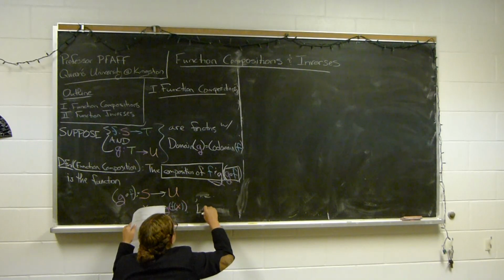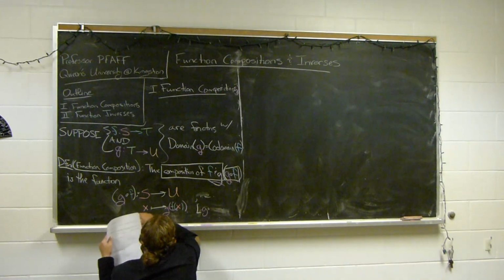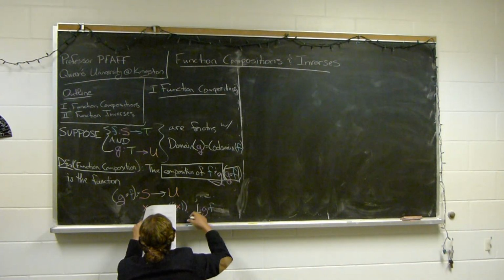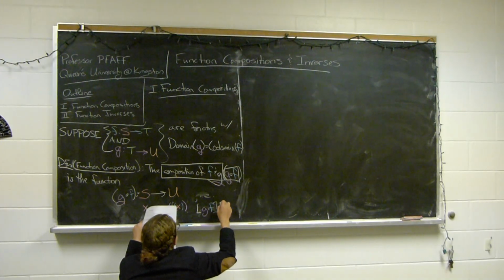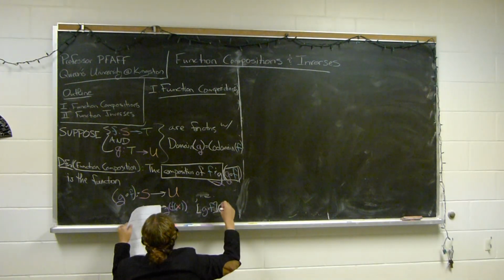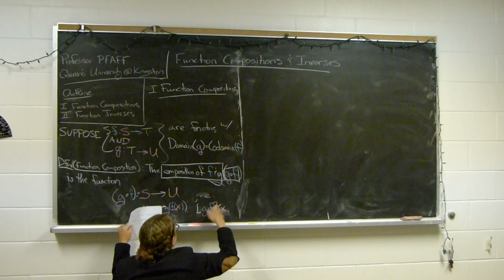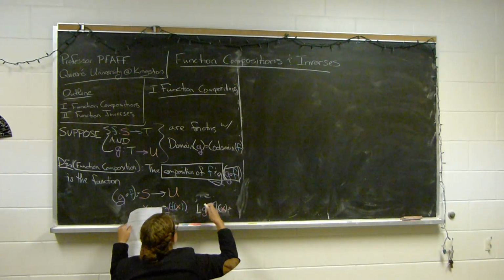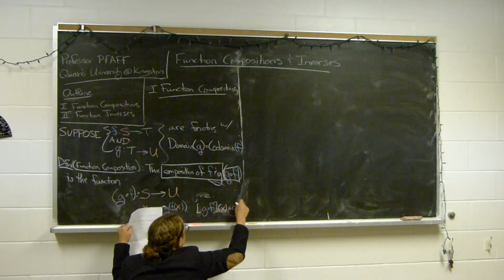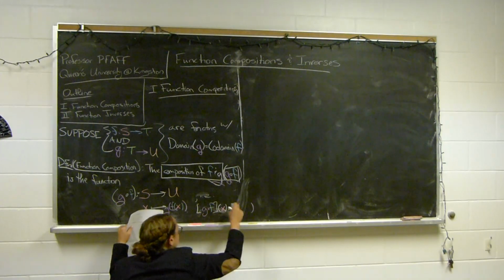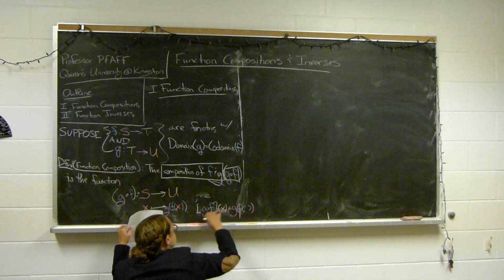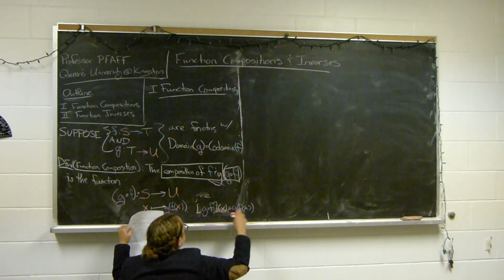So g composed with f: if we apply this to a point x, we always are going to get out g of f of x, like this.